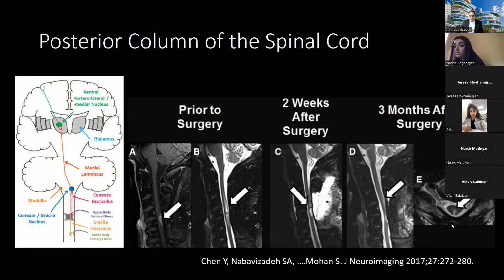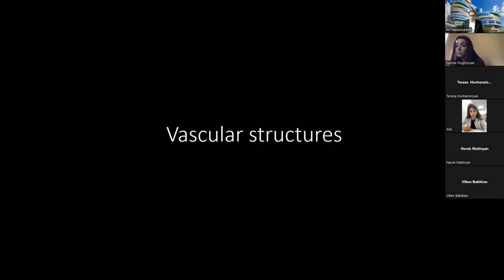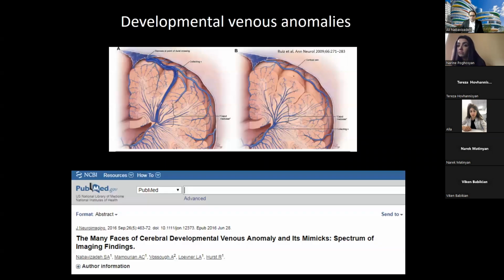So again, this is not concerning at all. This is just Wallerian degeneration of the cord. And so moving on to vascular structures, I'm going to talk about developmental venous anomalies. And these are, again, extremely common.